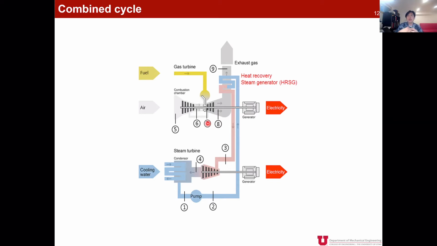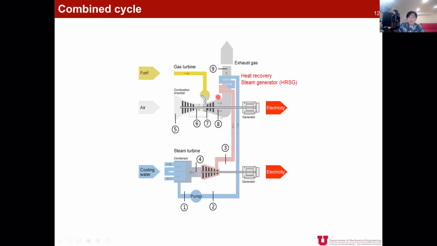So as long as we have a gas power cycle that emits a hot exhaust gas, then this hot exhaust gas can somehow be used to generate steam. So that is the main idea. Now, as an example, let's assume that we use a gas turbine and a steam turbine.